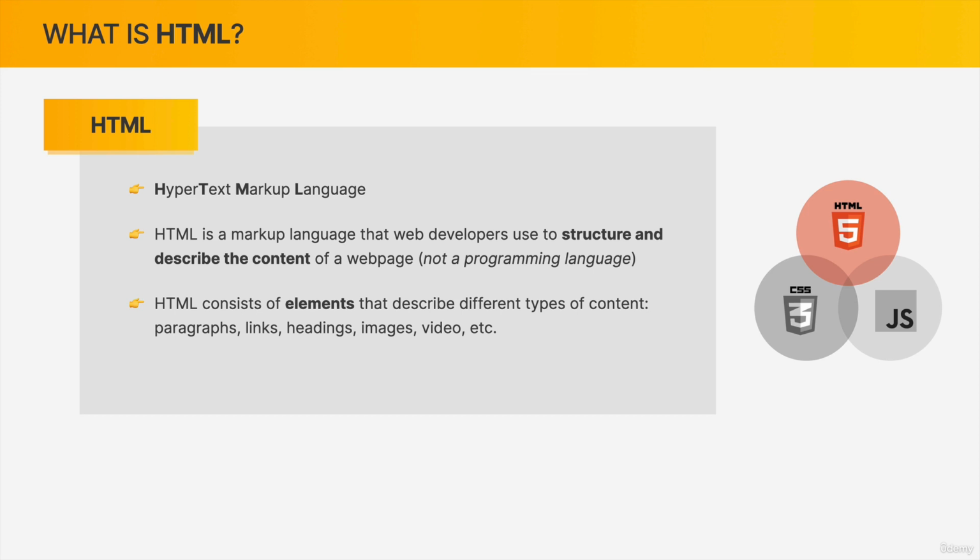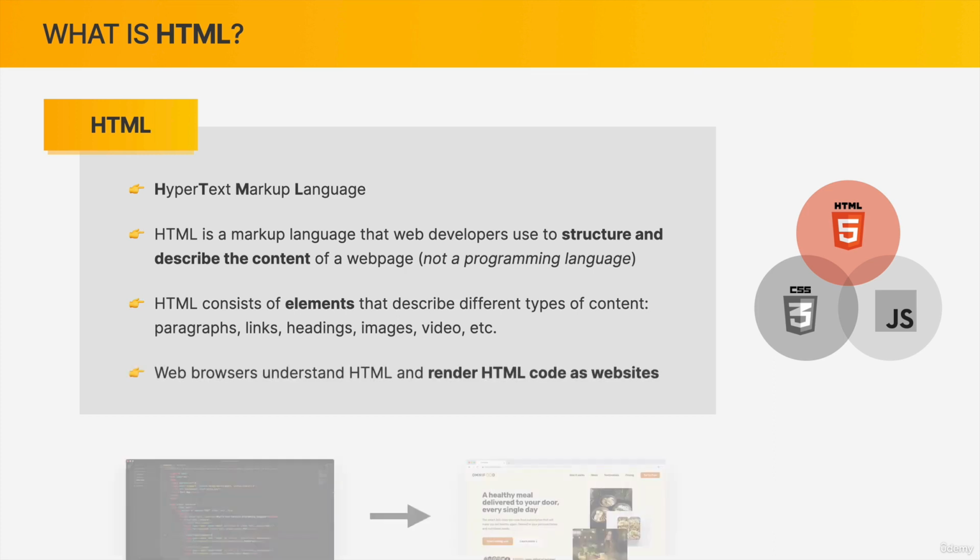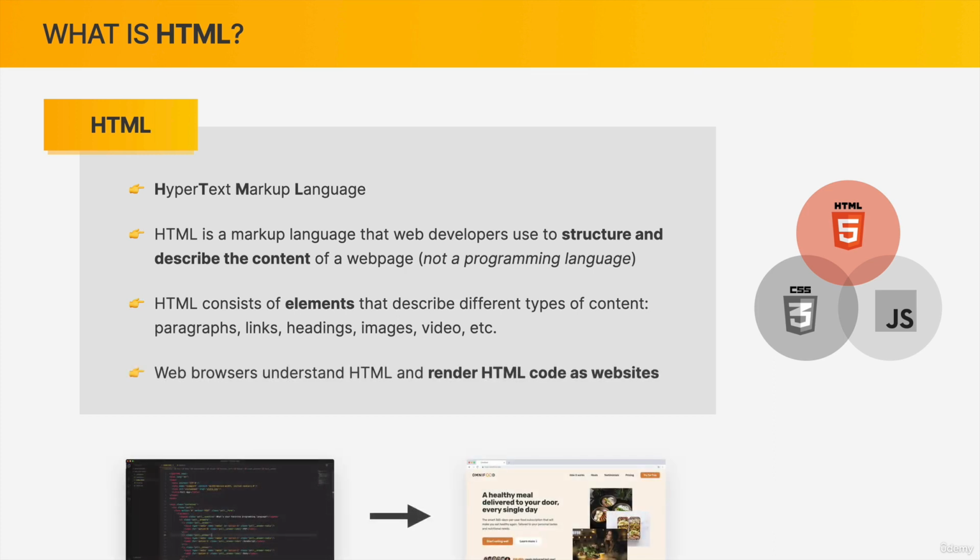Then, as we also learned in that lecture where we built our very first web page, web browsers such as Google Chrome do essentially understand HTML code and can render it as a final website. So a website that we can see in the browser. Okay, so this is essentially what HTML is and what we can do with it.